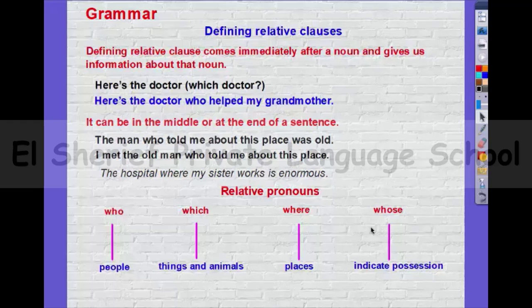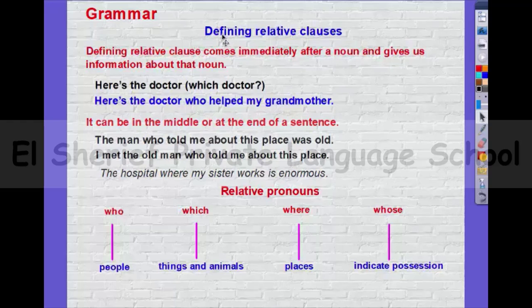Okay, so here we have an example. The hospital where my sister works is enormous. So here is the relative pronoun where, which refers to a place or places. This place is the hospital. And the part of the sentence that comes after it, my sister works, this is what we call the relative clause. What about defining?